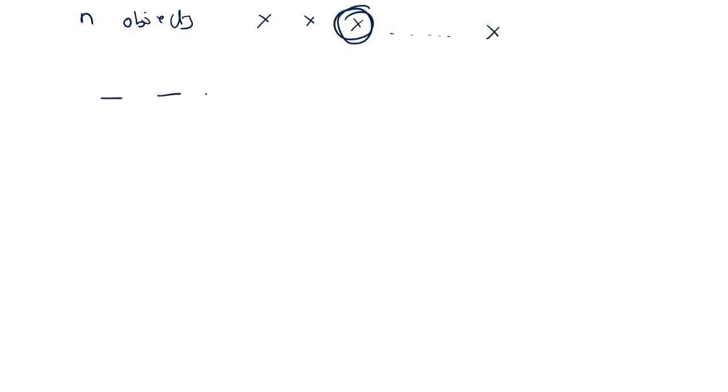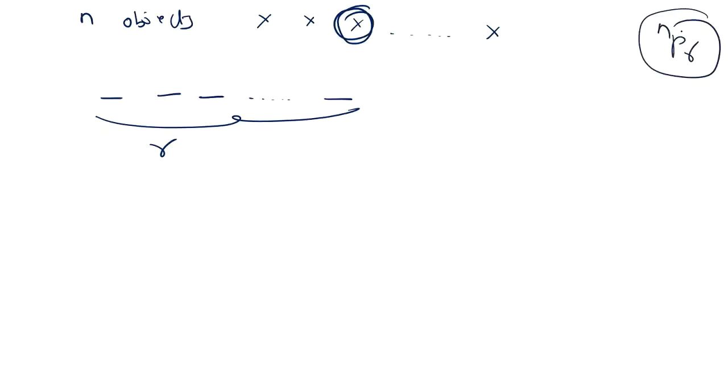And how many blanks do we have? r blanks. Now we have n distinct objects and we have r blanks. Our task is to fill these r blanks using these n distinct objects. So in general, the answer is going to be nPr if there are no constraints. But here we have a constraint. What is the constraint that we have? We want this special element to be there in this permutation. Now I can keep this special element in one of the places.